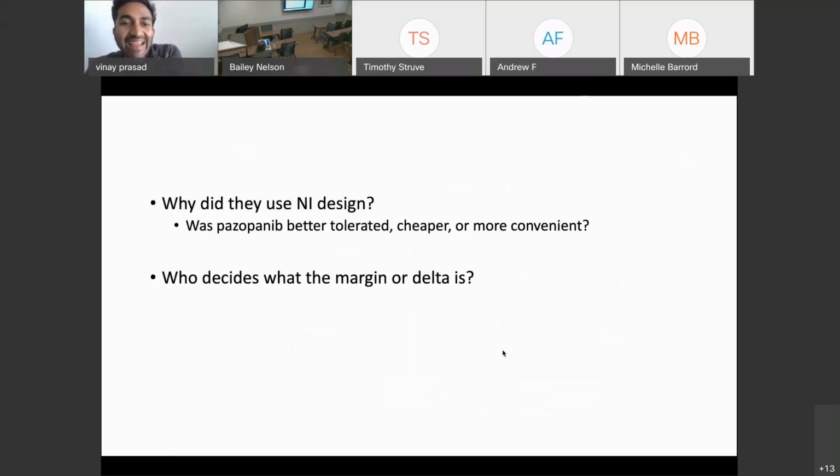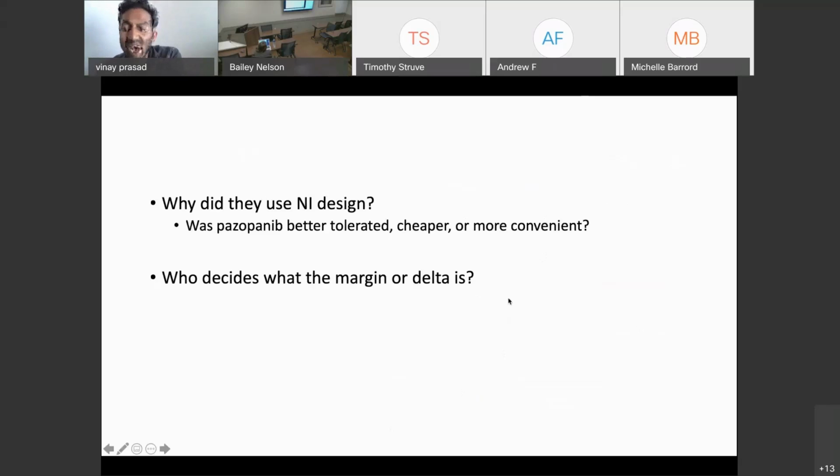So why did they use the NI design? Is pazopanib better tolerated, cheaper, or more convenient? And the answer is, I don't know if I'm going to come to that, but it's certainly not cheaper, and it's certainly not more convenient. So the question is, is it better tolerated? And who decides what the margin or delta is?